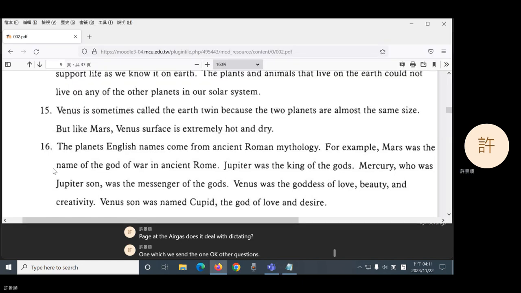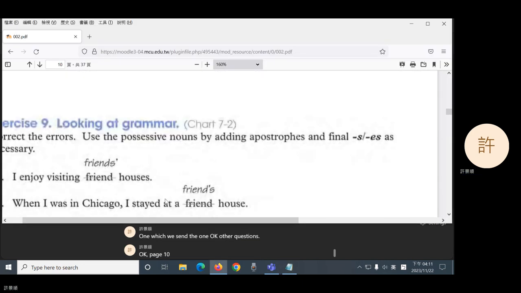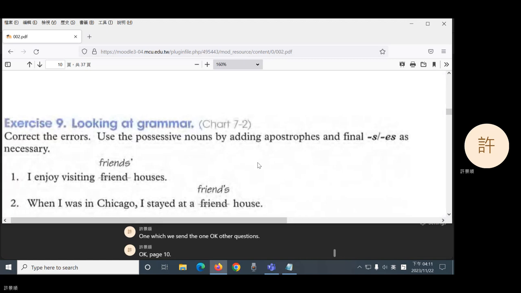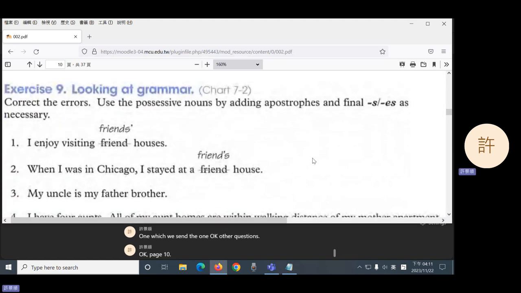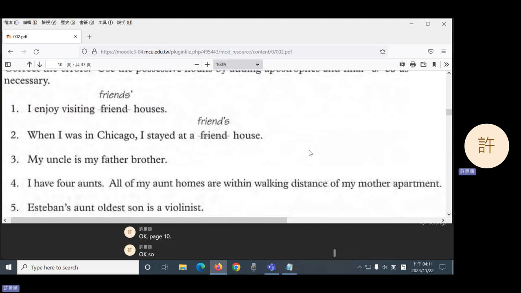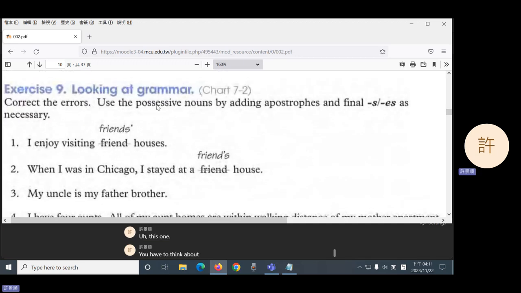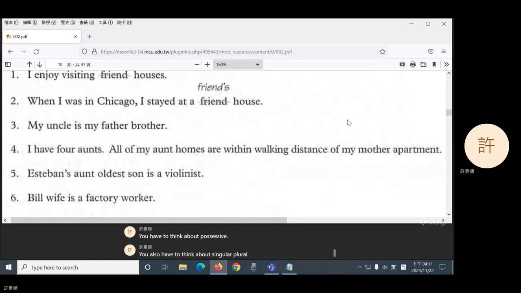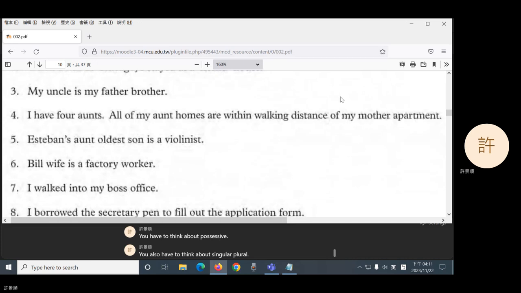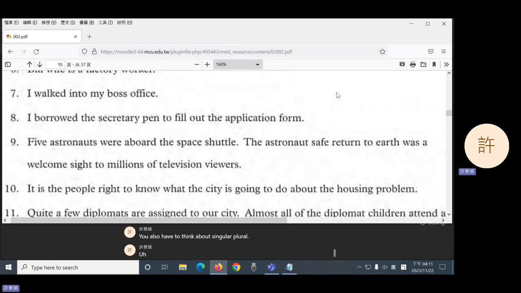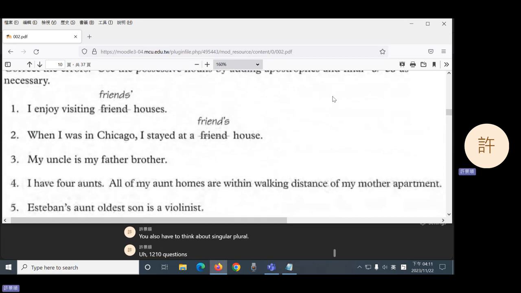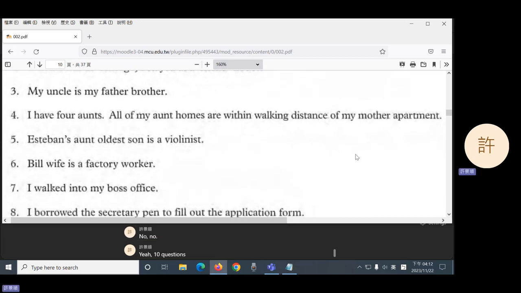Okay, page 10. Okay, so this one, you have to think about possessive. You also have to think about singular, plural. Ten questions. I'll give you 4 minutes. 4 minutes, let's try 4 minutes.